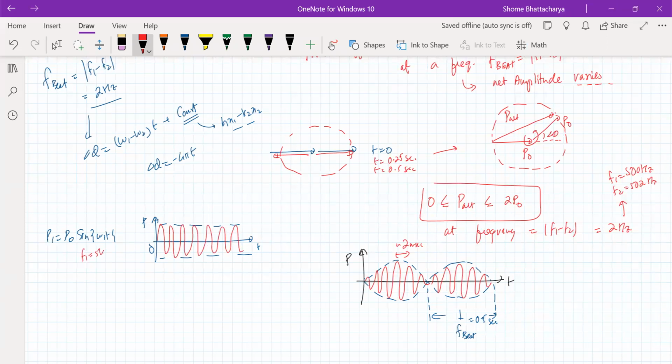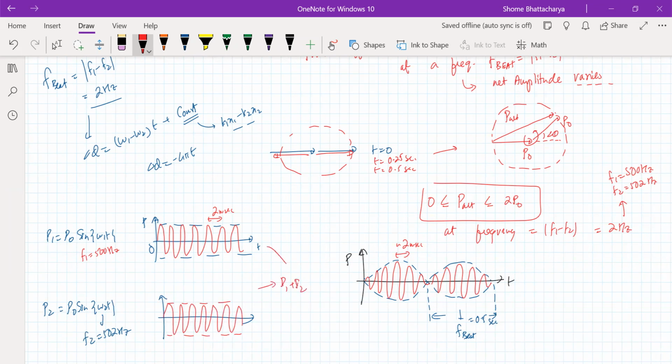So f1 was 500 hertz. So this was 2 milliseconds. If we saw P2 individually, f2 is 502 hertz. So that would also look very similar. Slightly different frequency, but hardly noticeable. But when we see P1 plus P2 together, we get the phenomenon of beats.